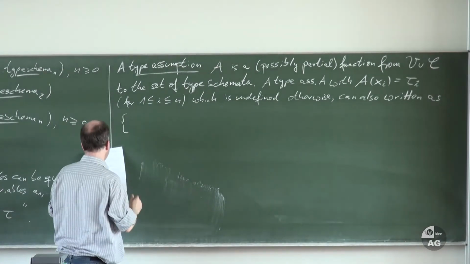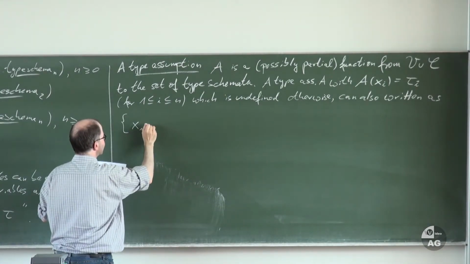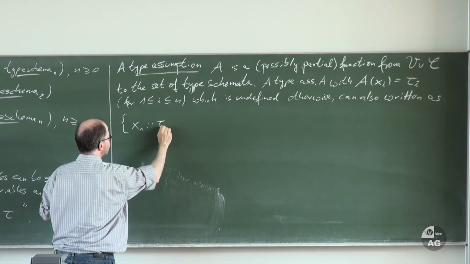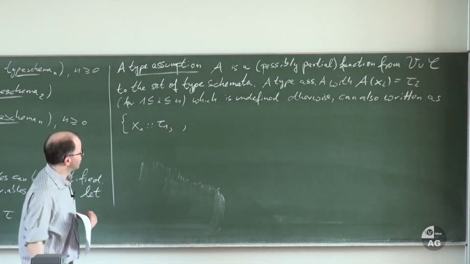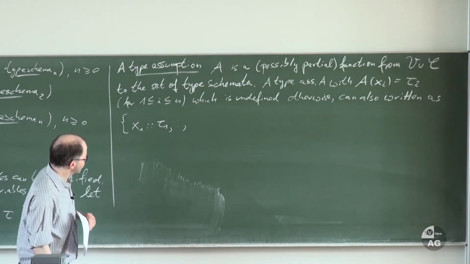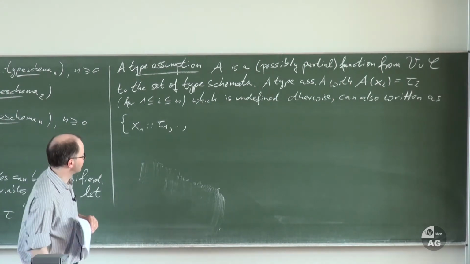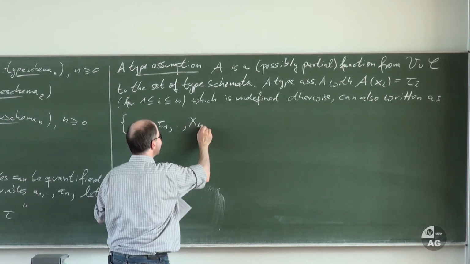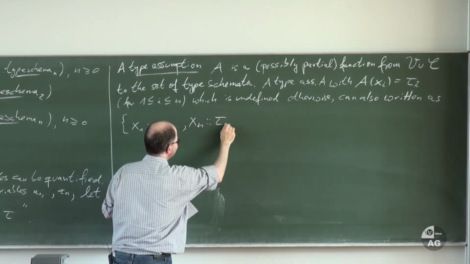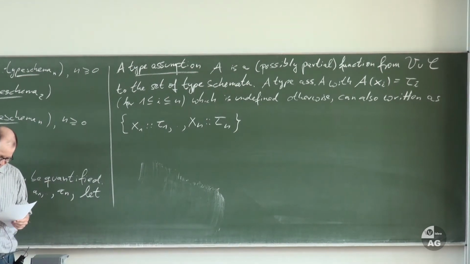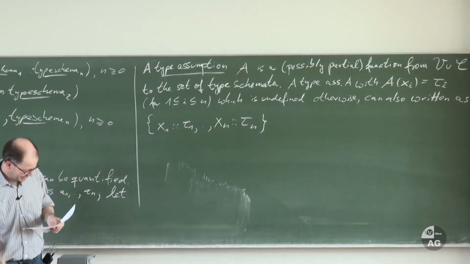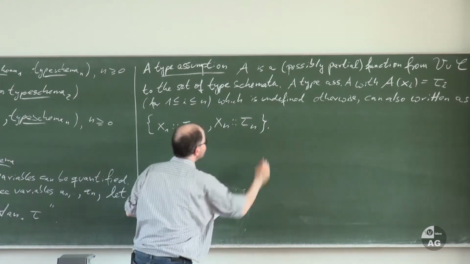We write it like a set, and the set says x1 has the type schema tau1, x2 has the type schema tau2, and xn has the type schema tau n. Okay, so this is the meaning of type assumptions.